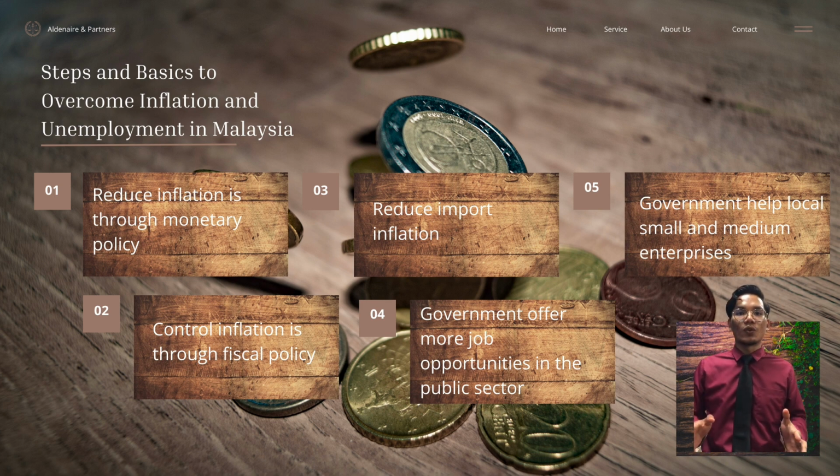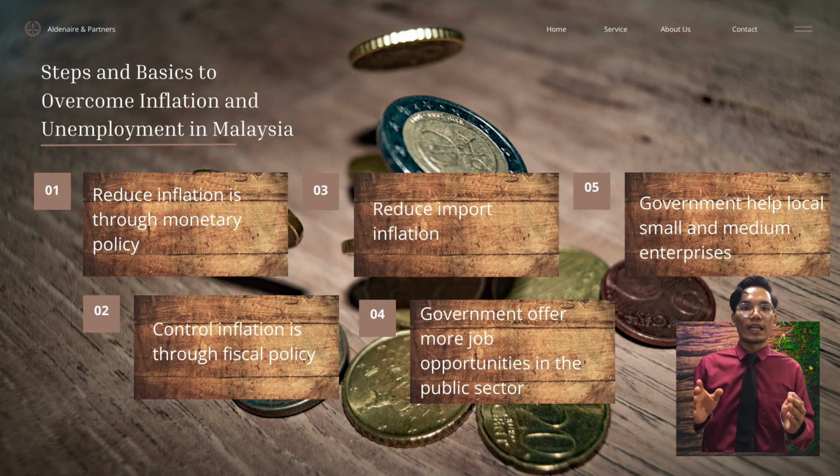To address the issue of unemployment, the government can offer more job opportunities in the public sector. For example, the government can open more positions in the public sector, such as government departments and government agencies. This reduces the number of unemployed and increases aggregate demand in the economy.